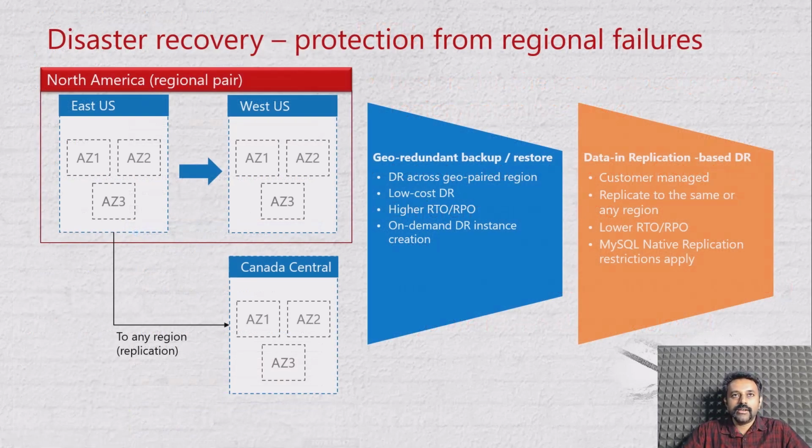So disaster recovery. If there is a failure at the region level, what are the options available for us to prepare for that and restore from it? One option is geo-redundant backup restore, which can be configured when you create the server, and DR can be across the geo-paired region, which can be low-cost DR. You get a higher RTO and RPO, and you can create a DR instance on demand. And when you do the restoration, the backup is copied to the paired region, and the restoration can happen to any of the regions from there.